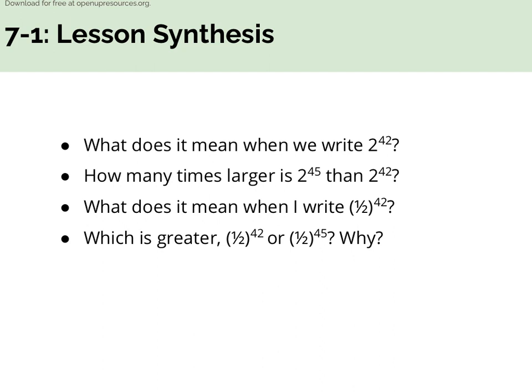What does it mean when I write 1/2 to the 42nd? That is 1/2 being written down, multiplied together 42 times. And then which one is greater? 1/2 to the 42nd or 1/2 to the 45th? With fractions, it's a little bit backwards. 1/2 to the 42nd is actually going to be bigger than 1/2 to the 45th.